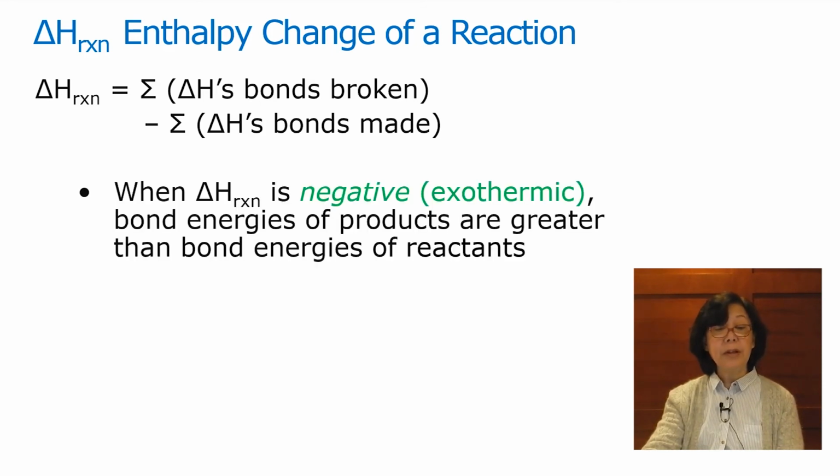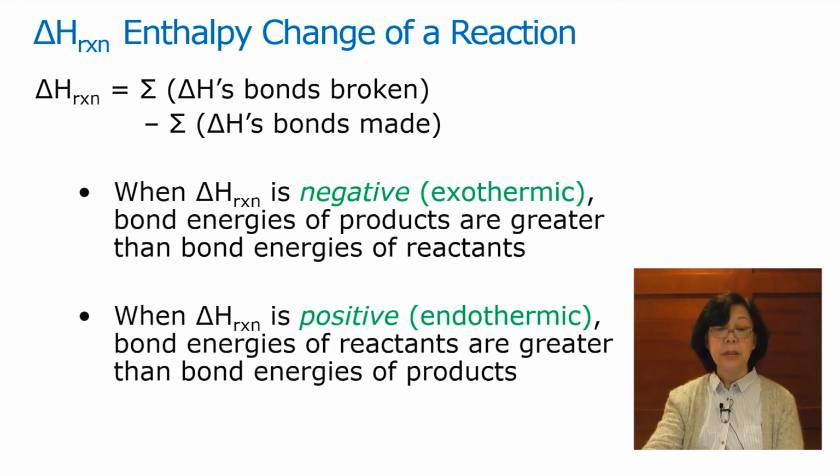So when the overall enthalpy of the reaction is negative, meaning exothermic, the bond energy of the products are greater than that of the reactants. If the overall enthalpy of the reaction is positive, meaning endothermic, that means the bond energy of the reactants are greater than the bond energy of the products, something we really need to understand.